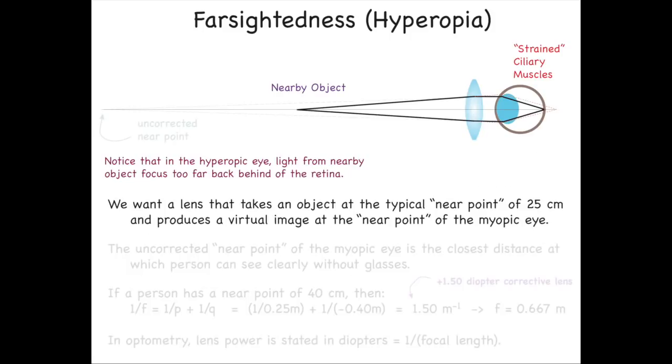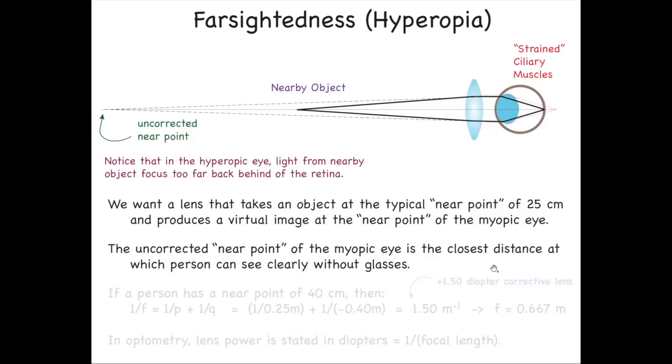Now looking at it quantitatively, what we want is to have a lens that will take an object that is at the typical near point, right? We say, this is really where I want to be able to put the paper so that I can read it, right? But I can't focus that close in. I can only focus to my near point, which turns out to be further away. The uncorrected near point, which should be 25 centimeters for a normal eye, for an eye with hyperopia or a farsighted person, that uncorrected near point is actually further out. And by definition, that uncorrected near point is the closest distance at which that person can see clearly without glasses.